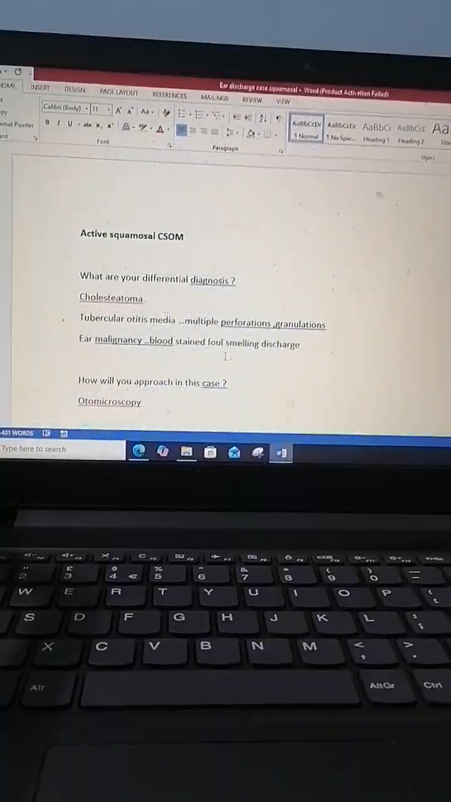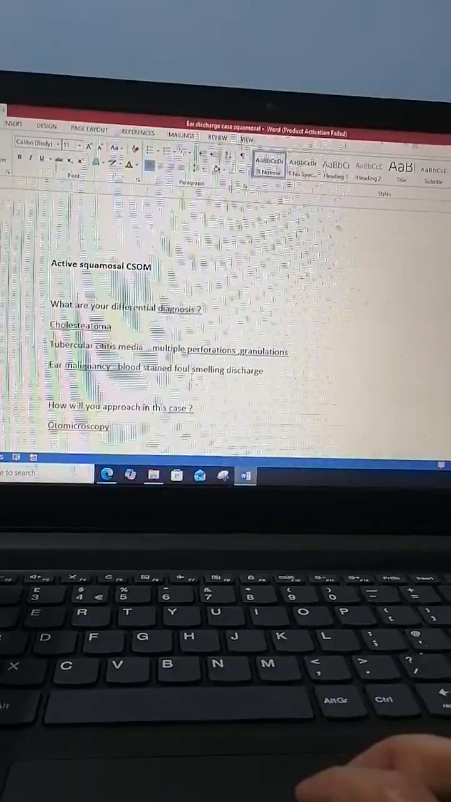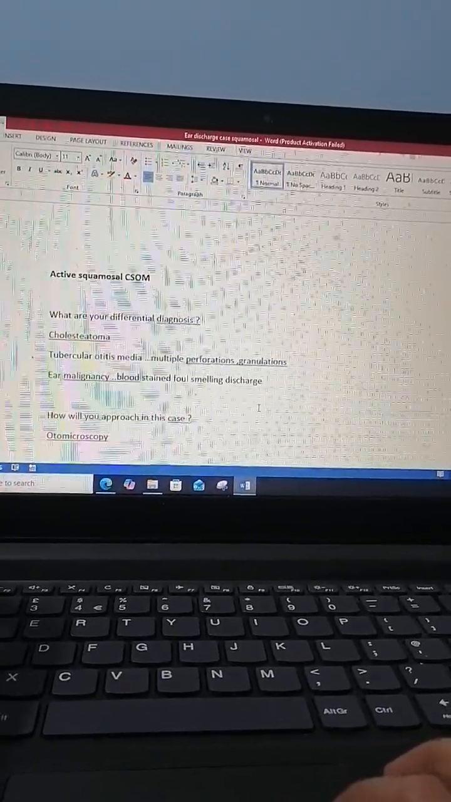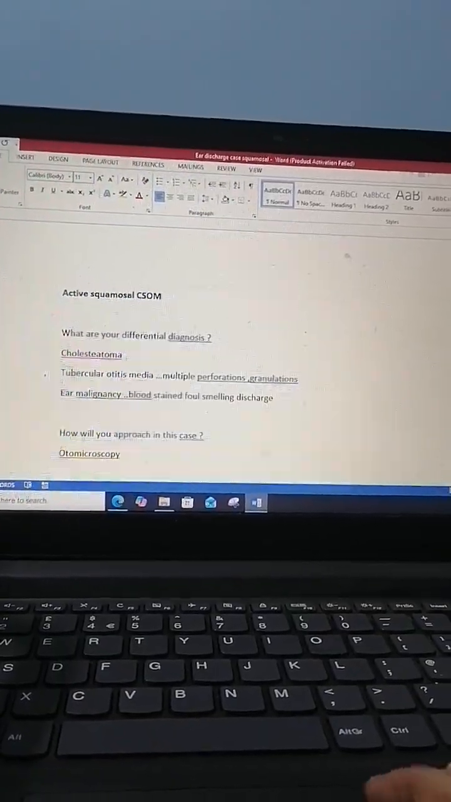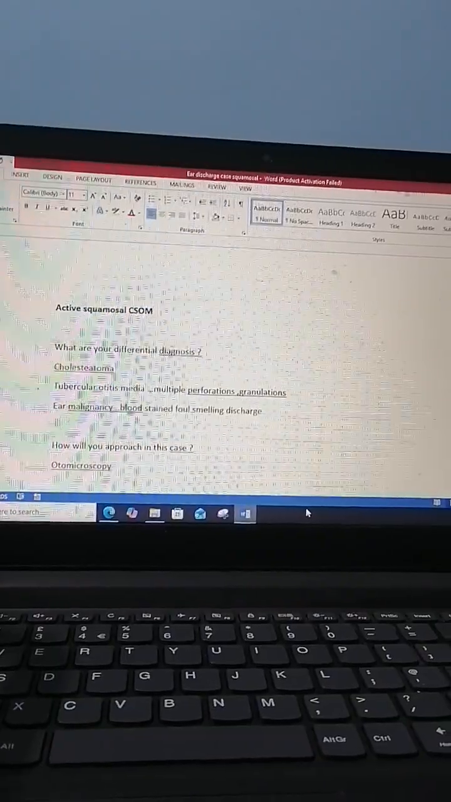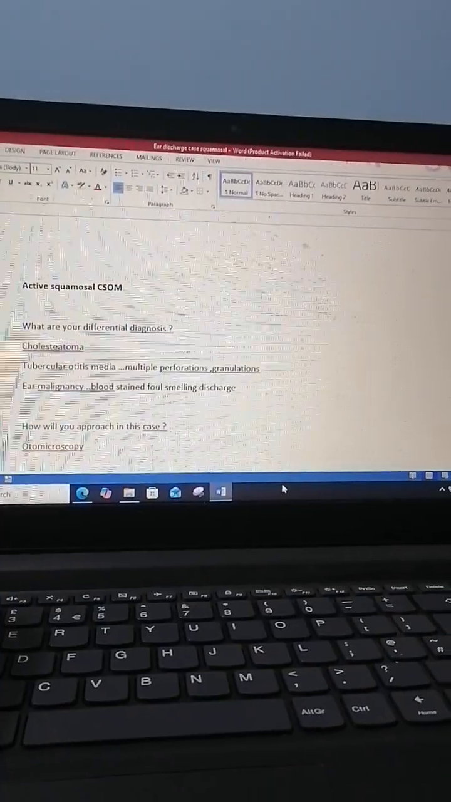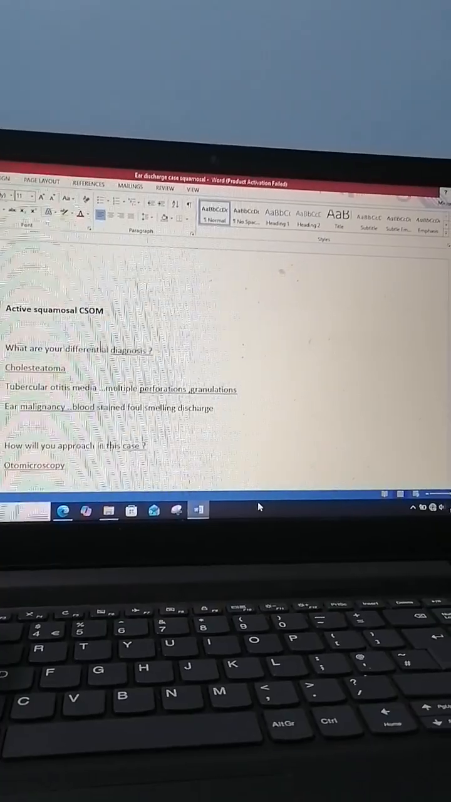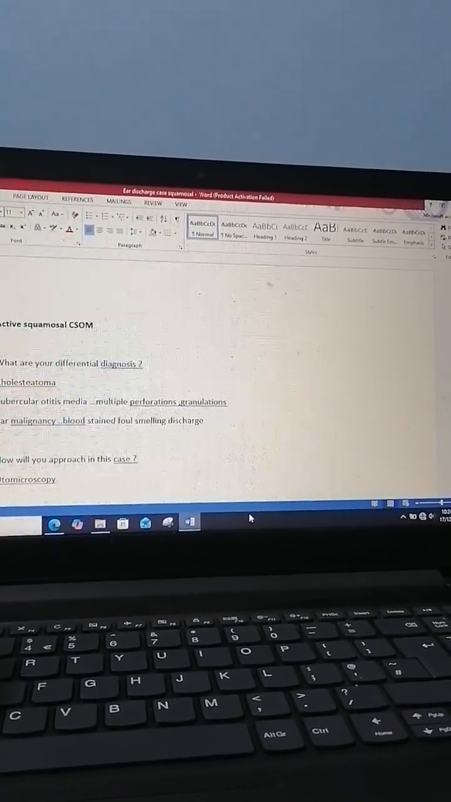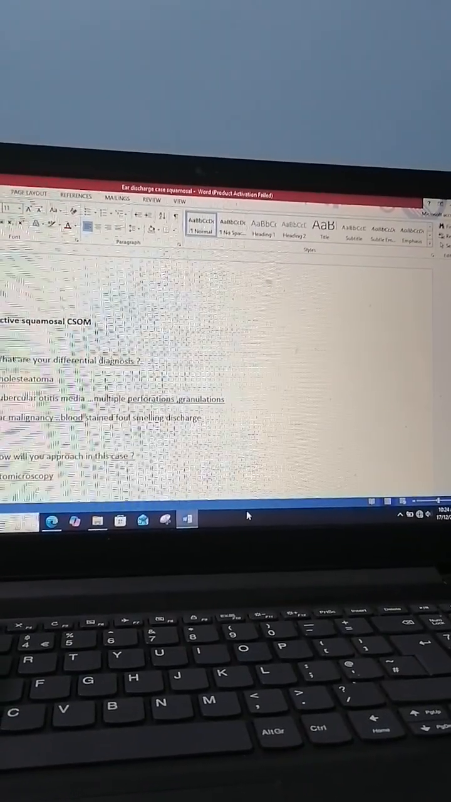Okay, say you have a patient, 45-year-old, with 1 year history of foul smelling ear discharge, which is scanty in quantity, and it is purulent. So how will you proceed with this case, and what are your differential diagnoses? So our first differential after the history and examination in this case will be cholesteatoma, and the second one will be tubercular otitis media, and third one will be ear malignancy.